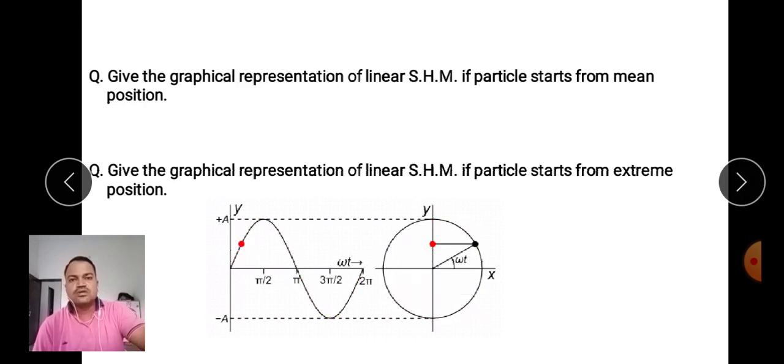And the questions on these articles are: in the first article, give the graphical representation of linear SHM if the particle starts from the mean position. And in the second article, give the graphical representation of linear SHM if the particle starts from the extreme position.